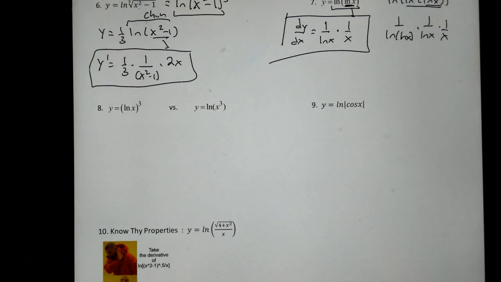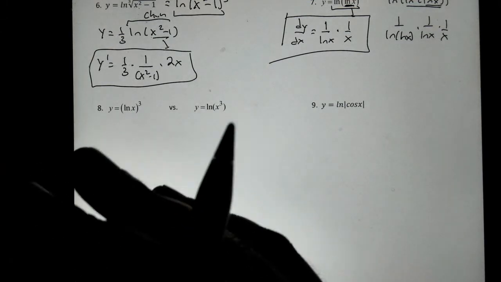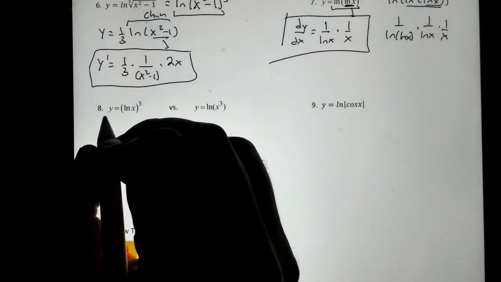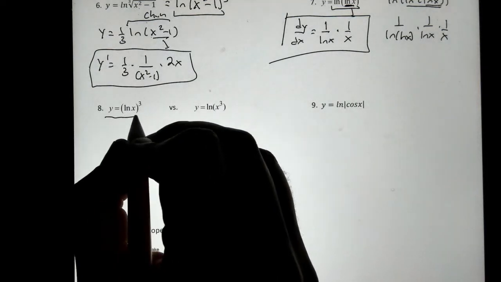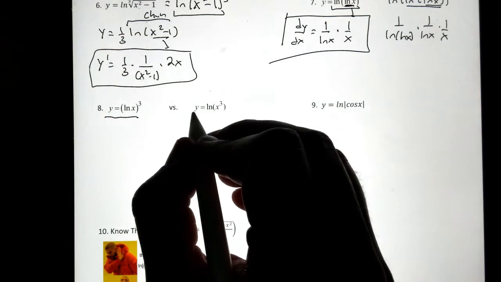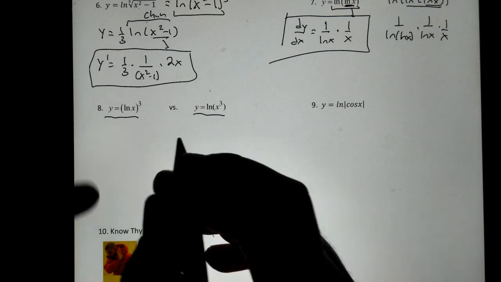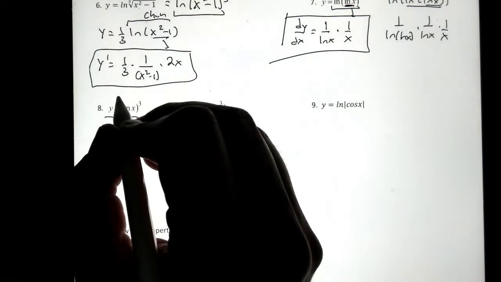Let's take a look at the derivative of natural log of x. Here we have a problem where students can get really stuck. We have y equals the natural log of x quantity cubed versus the natural log of x itself being cubed, and we're looking to find the derivatives. Let's start with this one right here. This is just a chain rule.